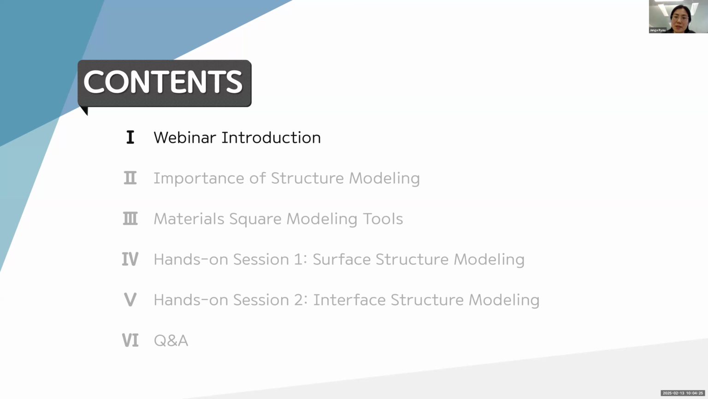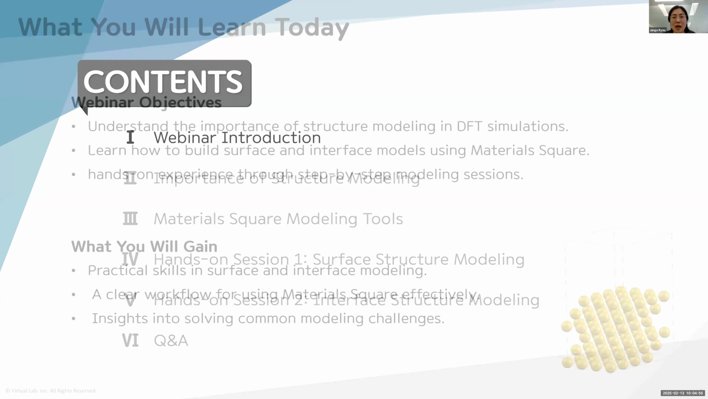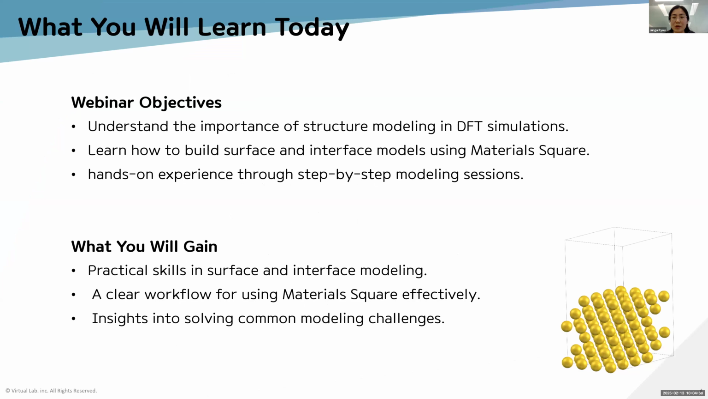Okay, many simulation beginners say that modeling structure is very difficult. I know modeling structure was my biggest problem when I started simulation. Material Square provides various modeling tools to help users build the structure easily. However, many users find it difficult to know all the MatSQ features available to them. So in today's webinar, we will have a hands-on session, so you can follow along on how to model structure step by step in Material Square. By the end, I hope you will feel easy and confident using the Material Square modeling tools.